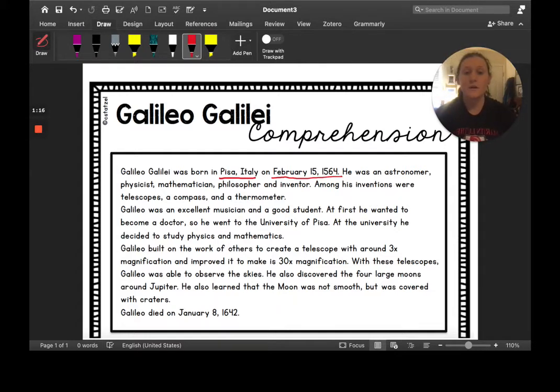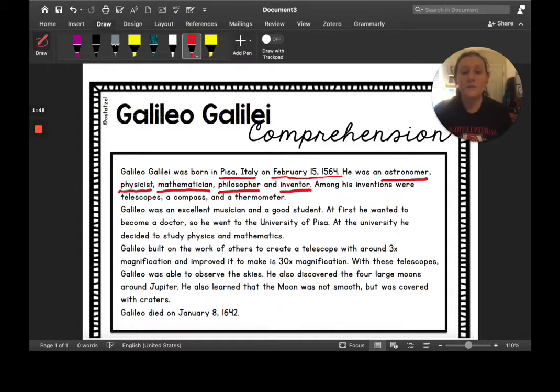He was an astronomer, physicist, mathematician, philosopher, and inventor. All right, so just in that one sentence, it tells us that he was lots of different things. So let's underline each of those things that he was. So he was an astronomer, a physicist, a mathematician, a philosopher, and an inventor.